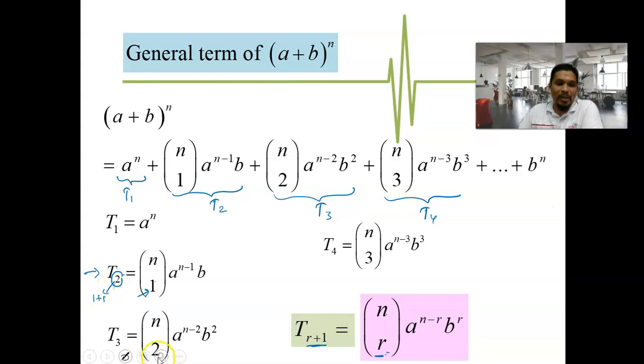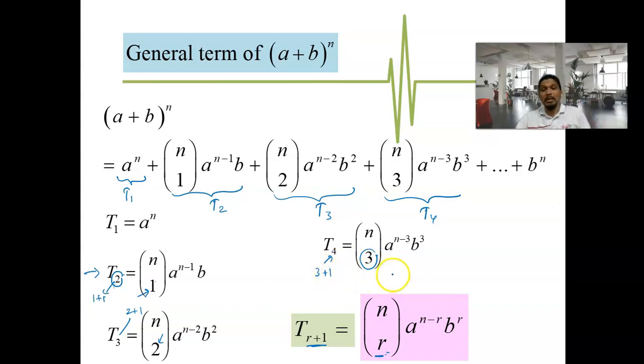So when r equals 2, it is the term of r plus 1, which is 2 plus 1. When r equals 3, then it's the term of 3 plus 1 equals 4.